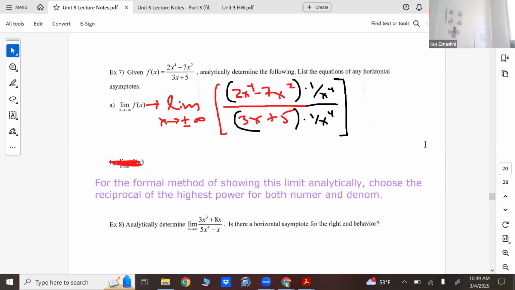So what you want to do for the formal method of showing this limit analytically is pick the highest power among both. So what's the highest power among both of these? x⁴, right? So I'm doing the reciprocal of that, 1 over x⁴. Now, if I do that, what does the top become? 2 minus 7 over x². Correct, right?